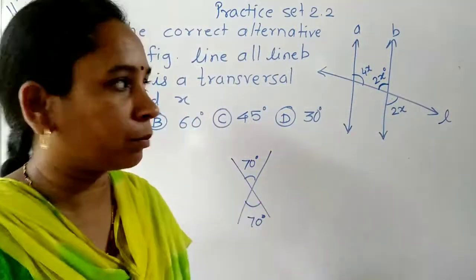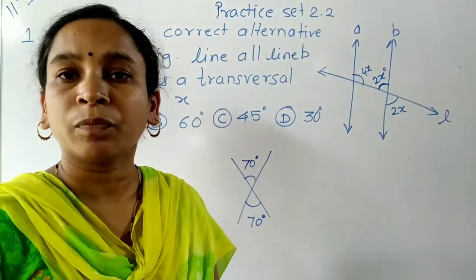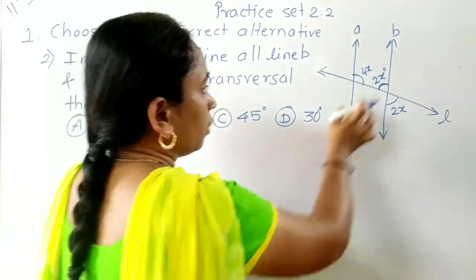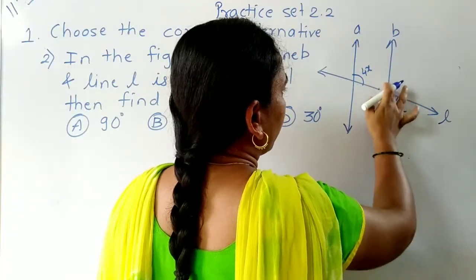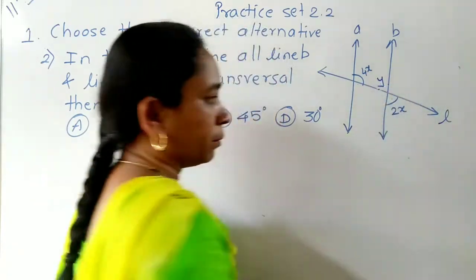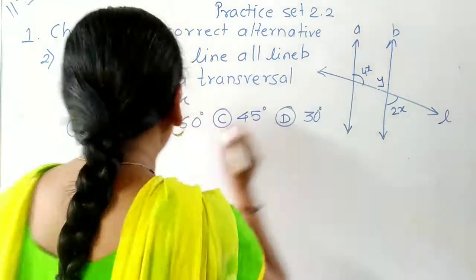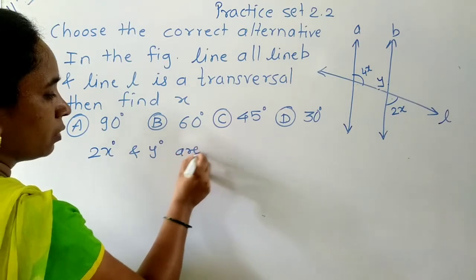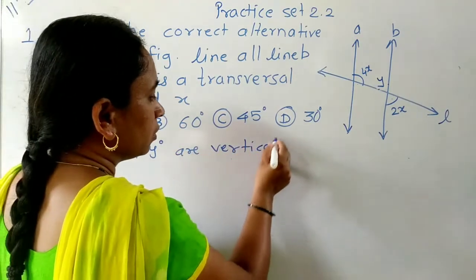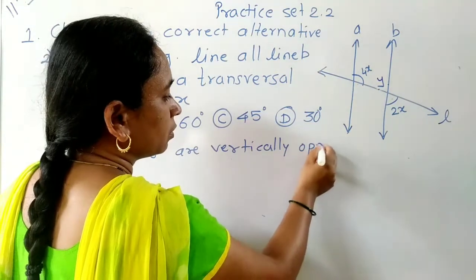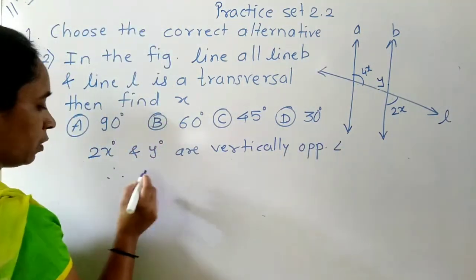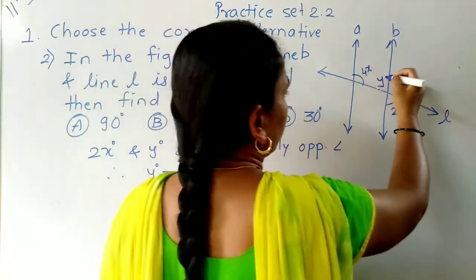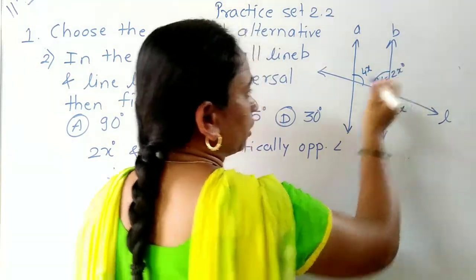Now, like the previous example, these two angles become interior angles. Okay, so here how to write these things. Here they did not give you anything, so I will consider this angle as y. What is the relation of y and 2x? 2x and y degrees are vertically opposite angles. Therefore y is nothing but 2x degrees. So this y value we have got, it is 2x degrees.